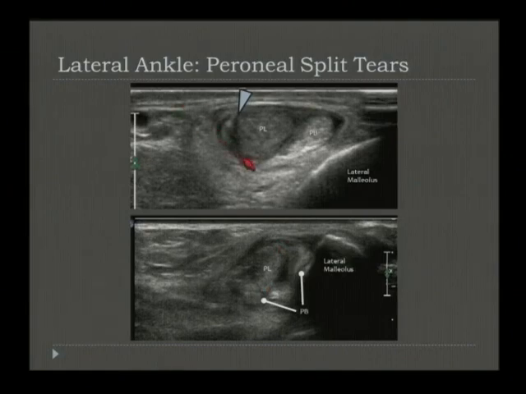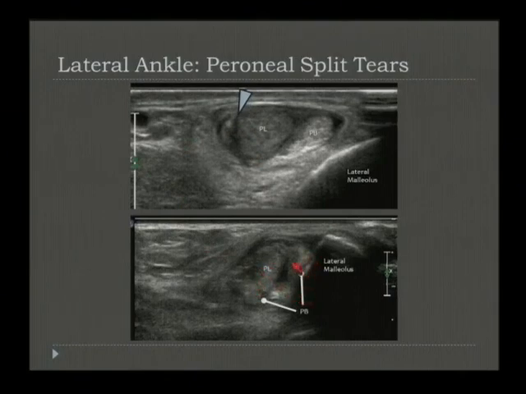Here on the upper image, you can see PL again, peroneus longus, the more superficial, and peroneus brevis, the deeper structure. There's enlargement and tendinosis of the peroneus longus, and we can see this linear cleft of hypoechogenicity, 90 degrees to the short axis and parallel to the long axis of the peroneus longus, most in keeping with a longitudinal split tear. Below we can see a typical tear pattern for the peroneus brevis with a longitudinal split tear.